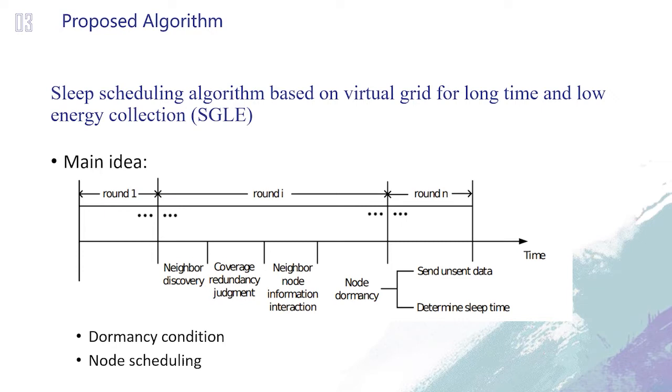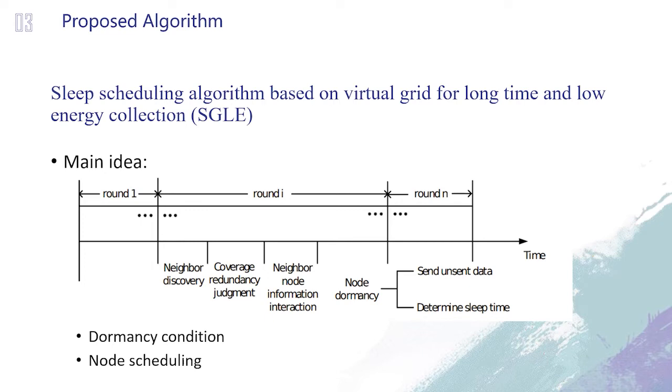To solve our problems, this paper proposes a virtual grid sleep scheduling algorithm in the state of limited energy collection, to make rational use of the collected energy and prolong the network lifetime. The algorithm is mainly divided into two parts: sleep condition judgment and node scheduling. In this algorithm, nodes run in rounds.